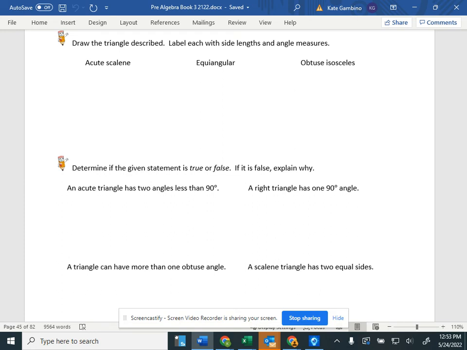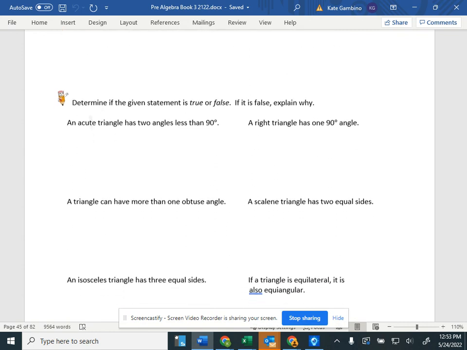If it's an acute triangle and you give me one of the angles is 100 degrees, I'm going to mark it wrong because an acute triangle cannot have an angle that's 100 degrees. That's obtuse. So it has to make sense. Okay.